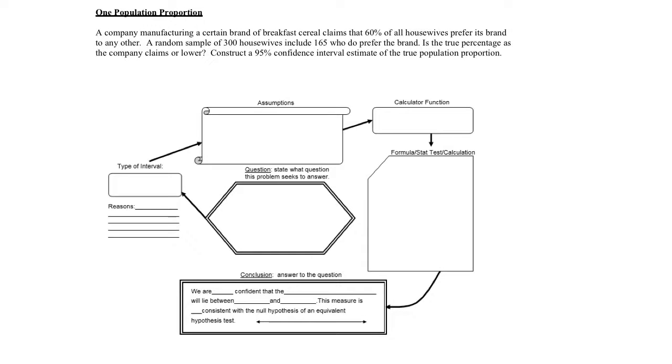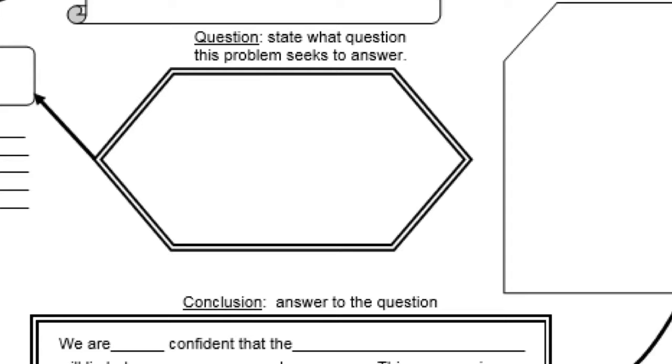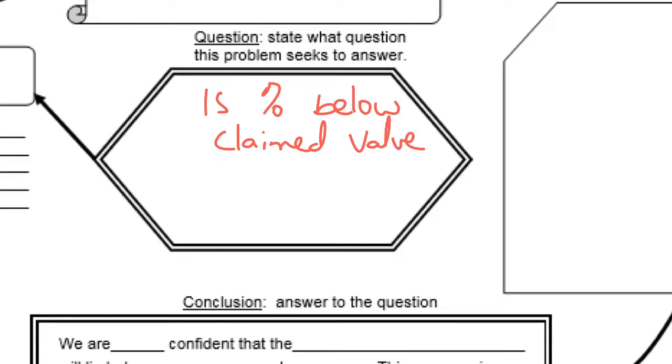So next up is the one population proportion. We need to determine whether the true percentage is as the company claims of 60% or actually lower than that. So is the percentage below the claimed value, and then they're saying it's 60%.